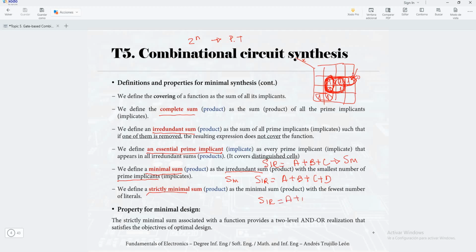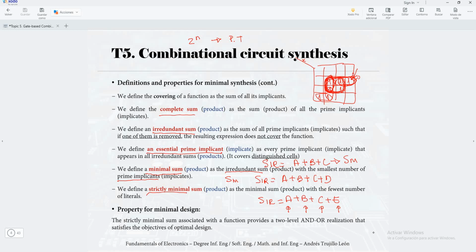And for the strictly minimal sum, if we have two irredundant sums that have the same number of implicants, we are going to see how these product terms are formed, and we are going to choose the minimal sum whose implicants have fewer literals. Remember that the literals can be a constant or a variable. In this case, they are variables.